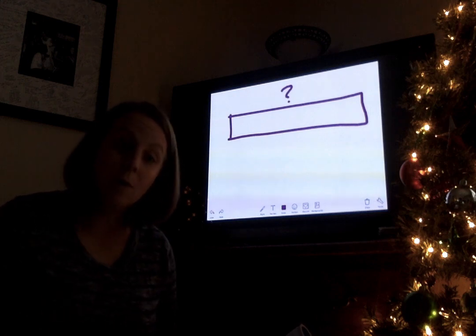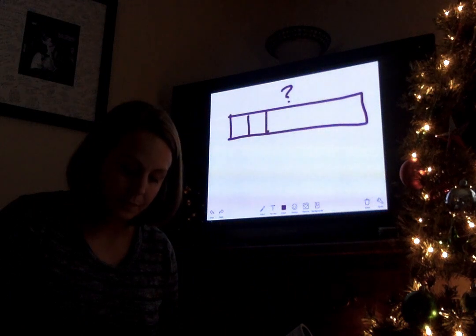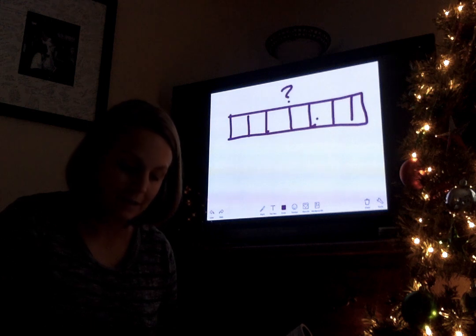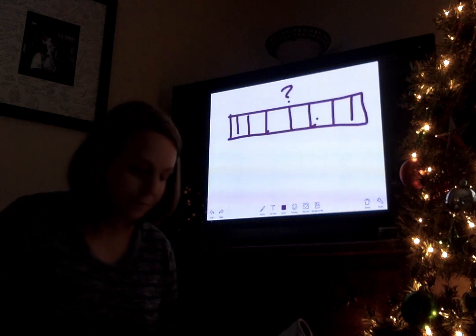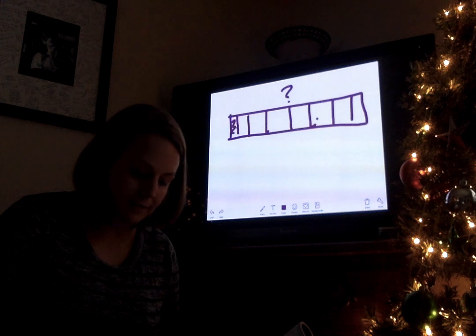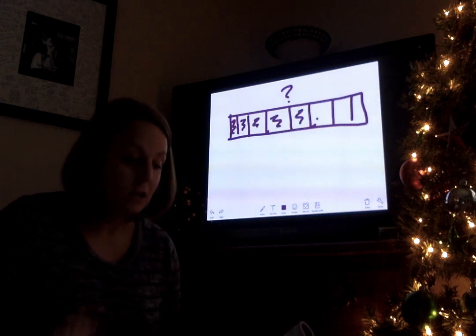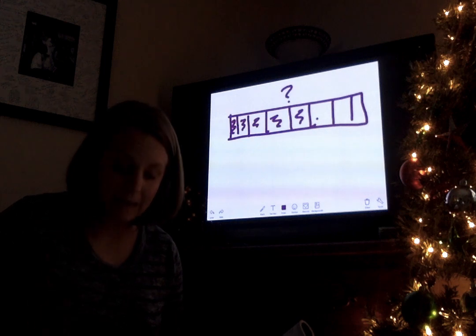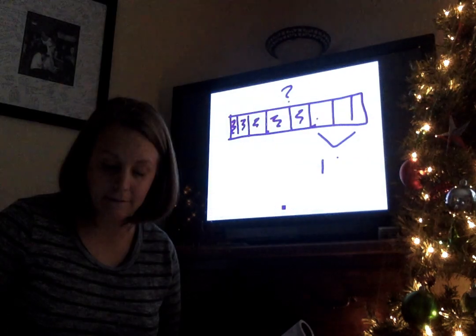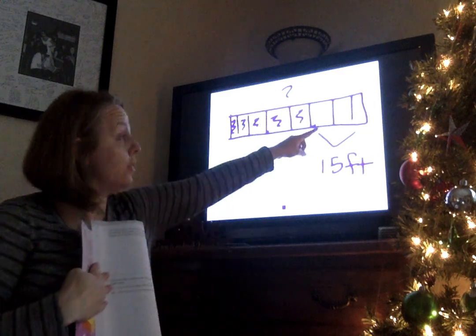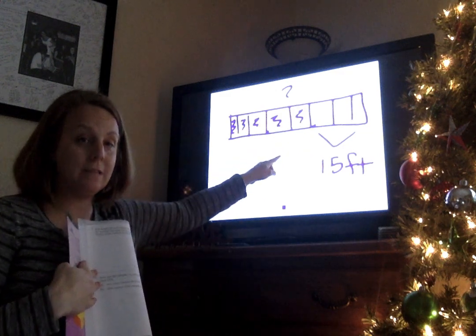So I'm going to divide my whole ribbon into eighths. 1, 2, 3, 4, 5, 6, 7, 8. Okay, I've got 8 there. She used 5/8 of it. 1, 2, 3, 4, 5/8. She had 15 feet left. That means this is 15 feet. And I have 3 portions left with 15 feet.